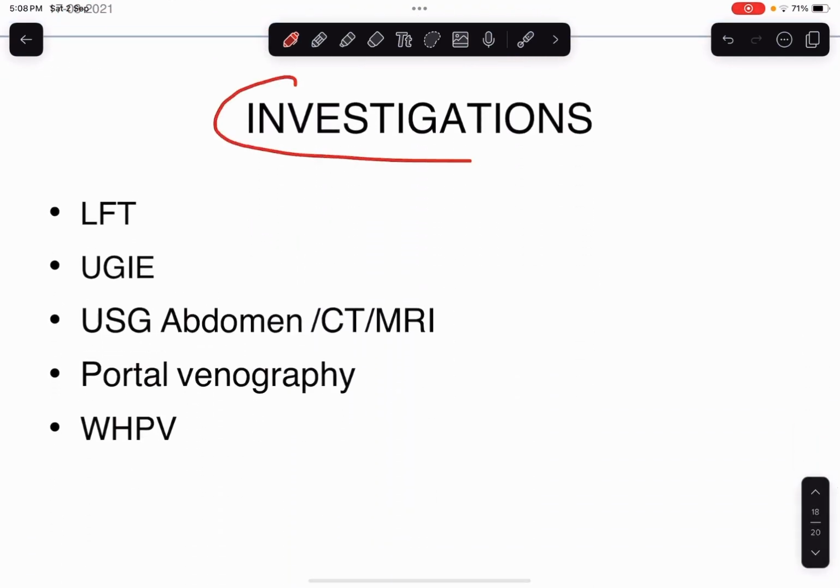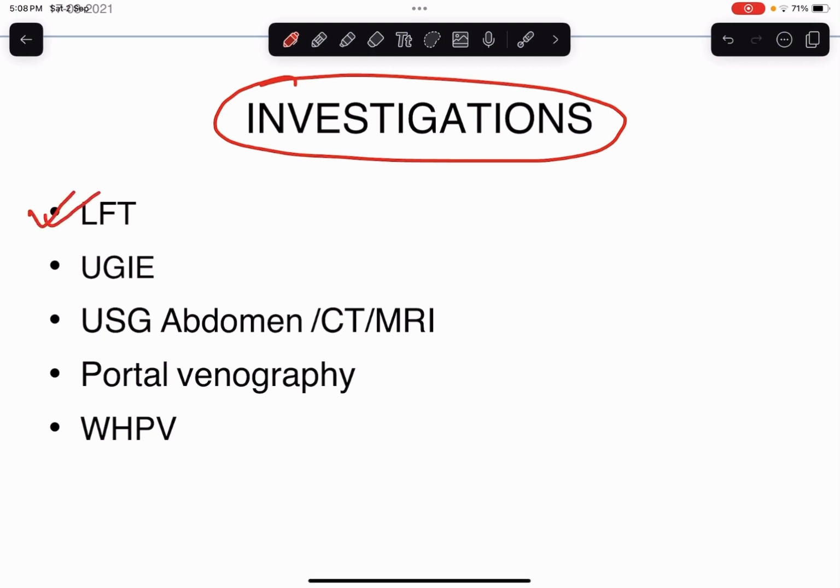Investigations of a portal hypertension case: we will do an LFT to find out if there are any features of hepatic failure, upper GI endoscopy to find out if there are any varices or any variceal bleed, ultrasonography of the abdomen, CT or MRI of abdomen. It will give us the idea about the size of the portal vein, splenomegaly, hepatic cirrhosis, and ascites. So many ideas we can get from an ultrasonography or CT or MRI of abdomen.